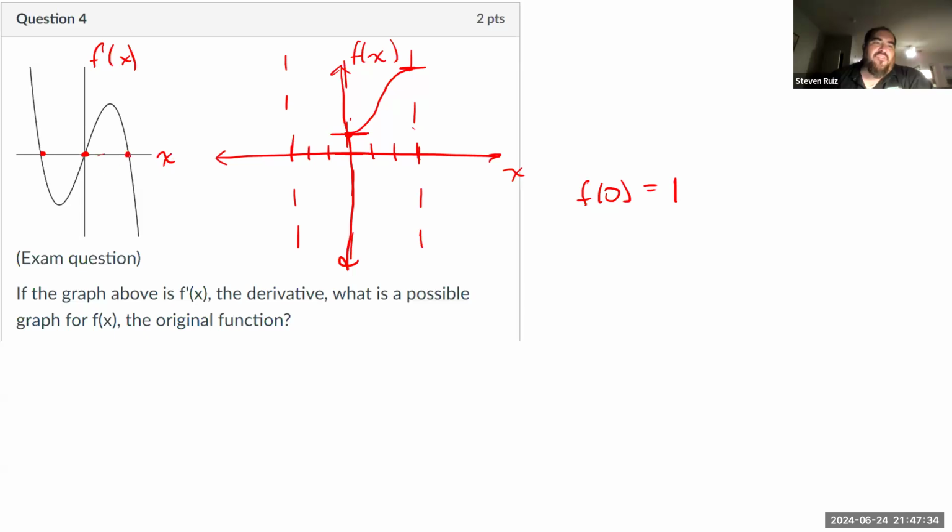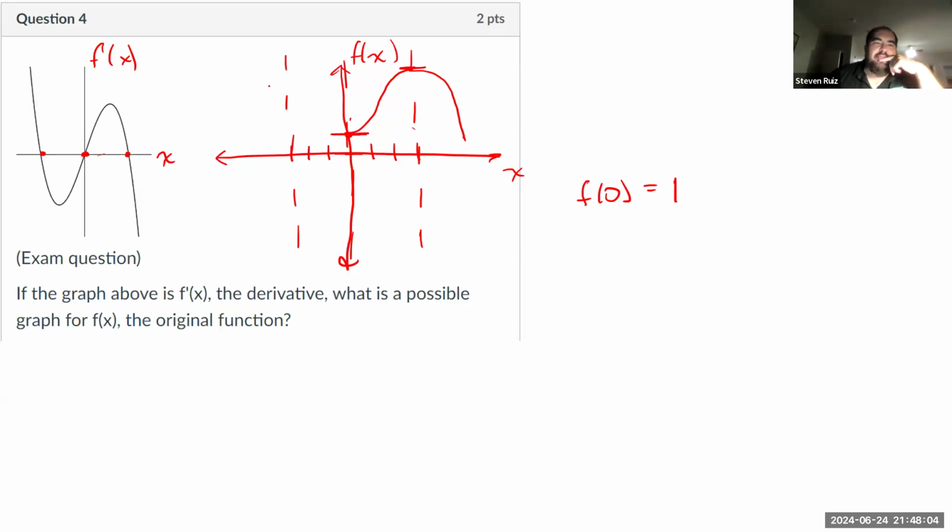What happens if I keep going further right? If I keep going further right, then f prime takes on negative values. What does it mean if your derivative is negative? That means your function is decreasing. And it looks like from the graph, it is decreasing at a decreasing rate. So I think it's going to be something like that. All right. So I think we have a good idea what's going on from the y-axis to the right.